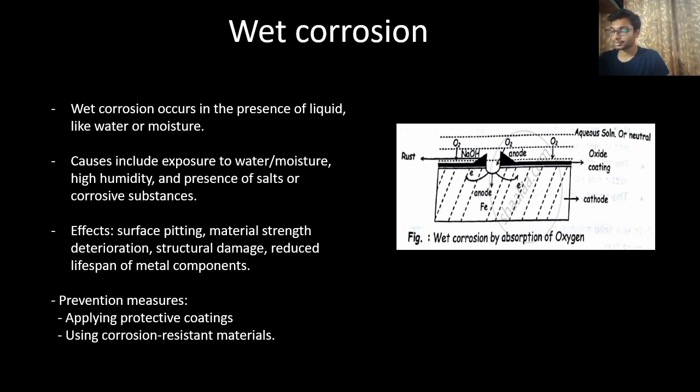Effects of wet corrosion. The effects of wet corrosion can include surface pitting, deterioration of material strength, structural damage, reduced lifespan of metal components. To prevent corrosion, it is important to implement effective corrosion prevention measures, such as applying protective coating, using corrosion-resistant materials. By taking these preventive measures, the damaging effects of wet corrosion can be minimized, ensuring the longevity and reliability of metal structures and components.